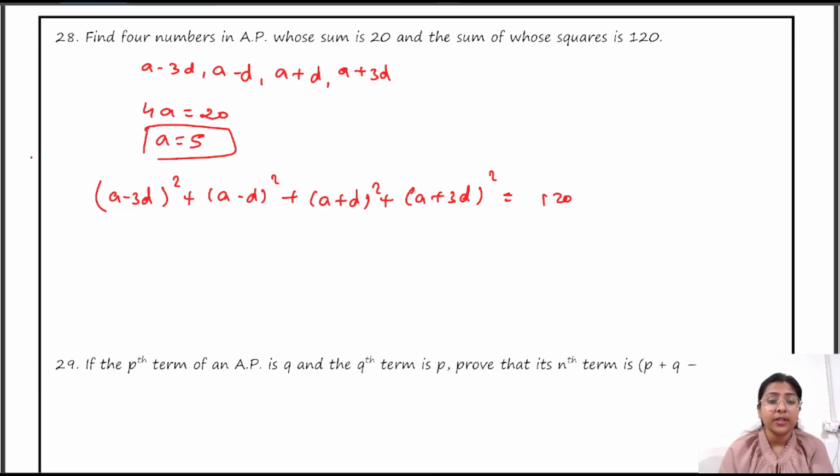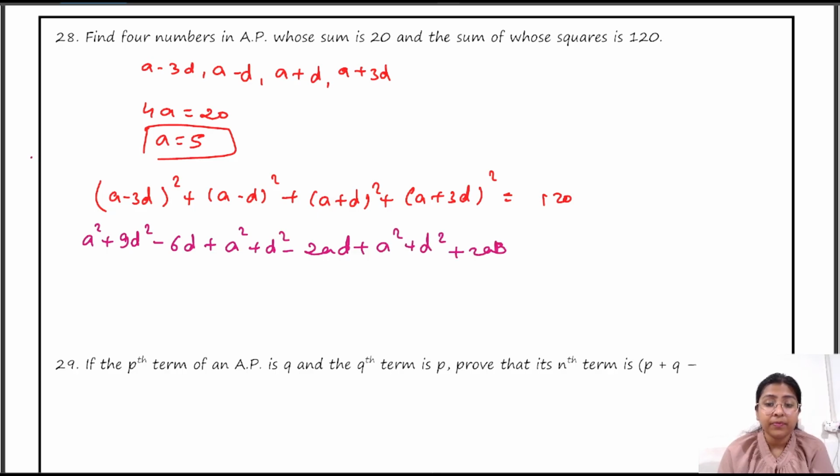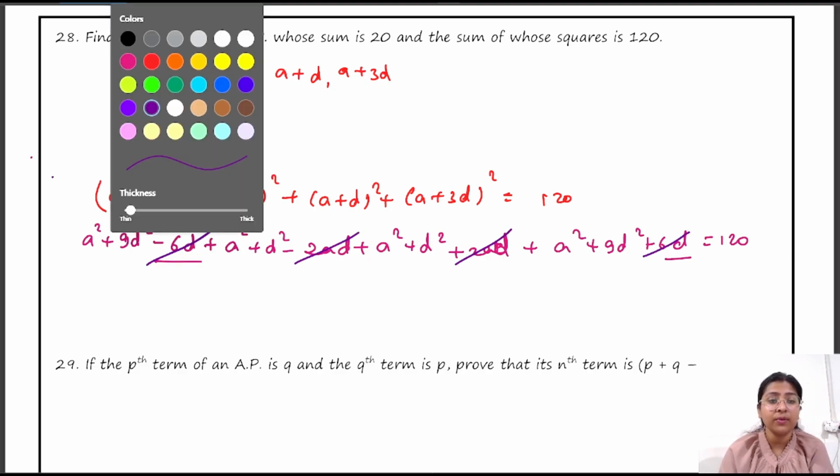Now simplify it. You need to expand this with the help of algebraic identity. You will get a square plus 9d square minus 6ad, plus a square plus d square minus 2ad, plus a square plus d square plus 2ad, plus a square plus 9d square plus 6ad is equal to 120. Cancel the like terms. 6ad, 6ad, minus 2ad plus 2ad.